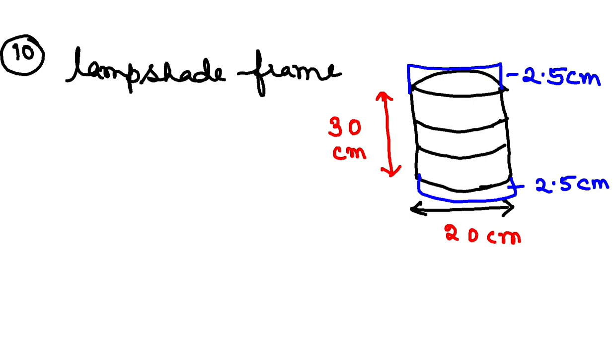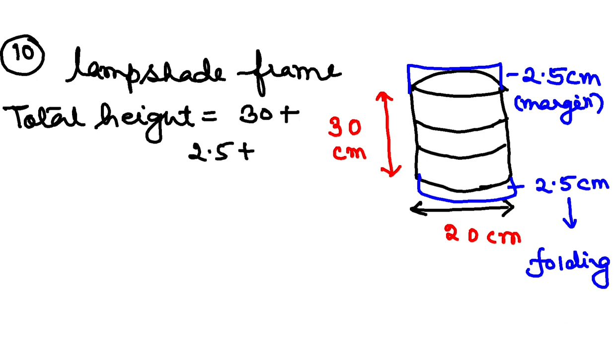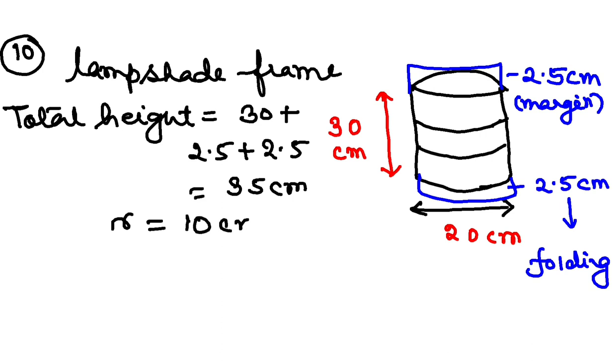Why is it needed? This is going to be used for folding. To fold, we keep this much extra margin. This is actually extra margin. Okay, so if I consider the extra margin on both sides, top and the bottom, how much does the total height become? Total height of the cylinder is now 30 originally, plus 2.5 top and bottom, so this will give you 35 centimeter, isn't it? And your radius is of course 10 centimeter because diameter is 20.